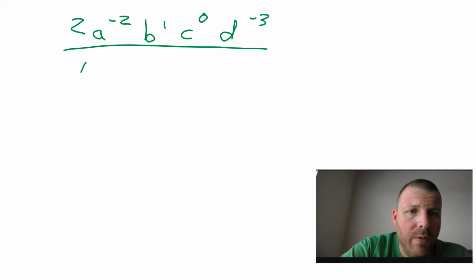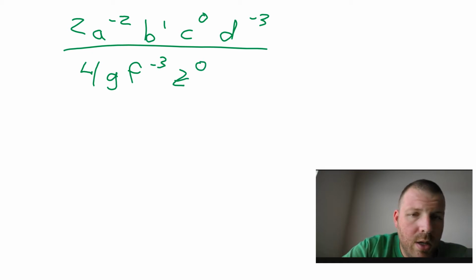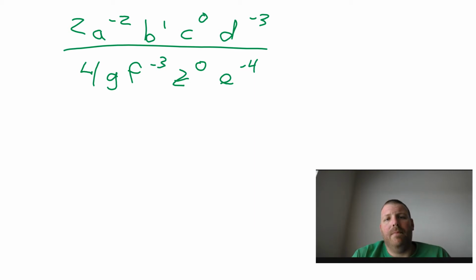We're going to put that all over 4, g, f to the negative 3, z to the 0, e to the negative 4. All right.